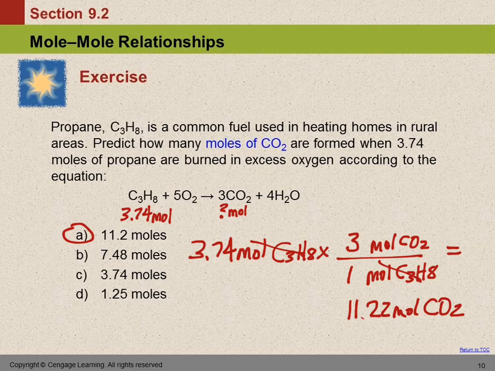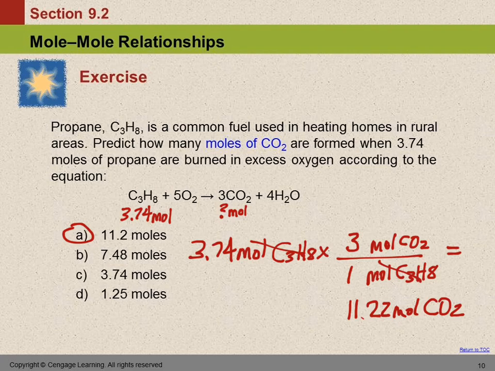It doesn't say 11.22. Is that a problem? No, it isn't, because we started with 3 significant figures, right here, 3 sig figs. So this should really be rounded to 3 significant figures. We would just drop the 2 and get 11.2. Any questions? So if you were to ask a different question about, let's say, how many moles of CO2 would be formed when 3.74 moles of oxygen would burn, then you would take into account the oxygen molecule.